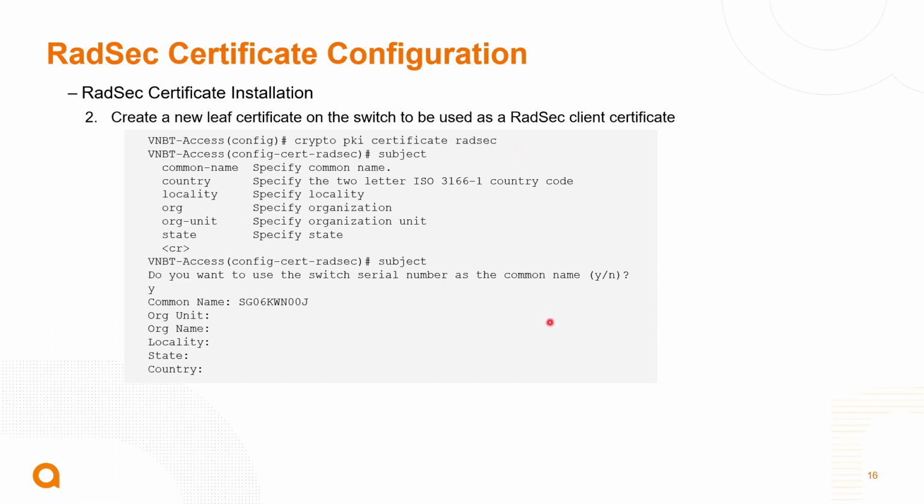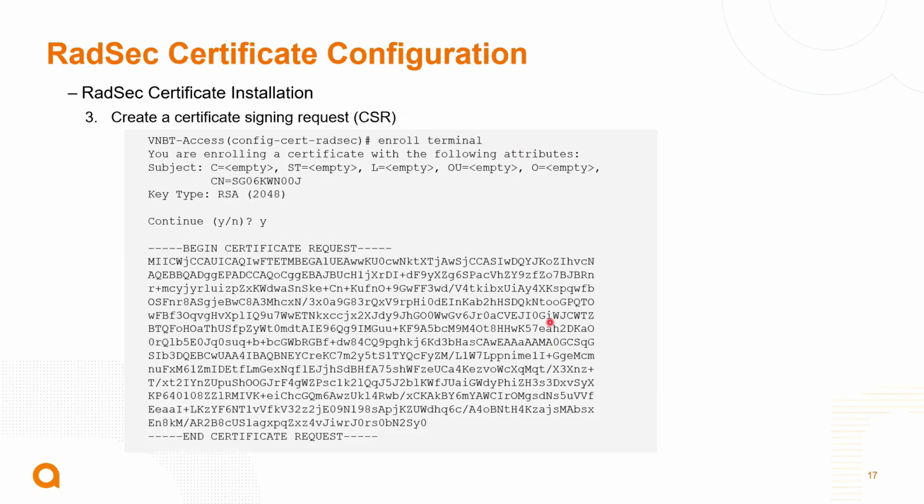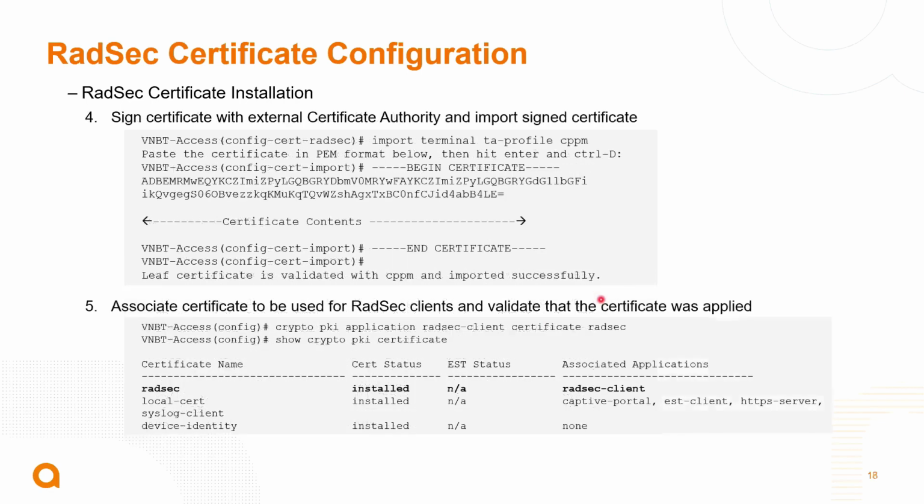And then once I've generated that certificate, I can create a signing request with that using the enroll terminal command. That gives me a signing request that I need to then go and get signed by my certificate authority. So I copy paste this certificate request, and then I go in and get that signed by my Windows server. And then I can import that back into my switch using the import terminal command, using my trusted anchor profile or my root certificate as my certificate authority. And then once that's been validated and imported successfully, I need to attach it to my application and make sure it's configured to use as our RadSec client application.